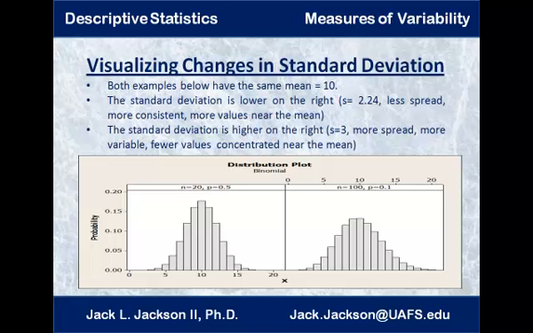In this particular case, it's 3. And the one on the left has a standard deviation of 2.24. It has a smaller standard deviation. So a smaller standard deviation will hump stuff up and squeeze things toward the middle, toward the mean, whereas a higher standard deviation will spread things out. So the one on the left has the lower standard deviation, the one on the right, the higher standard deviation.